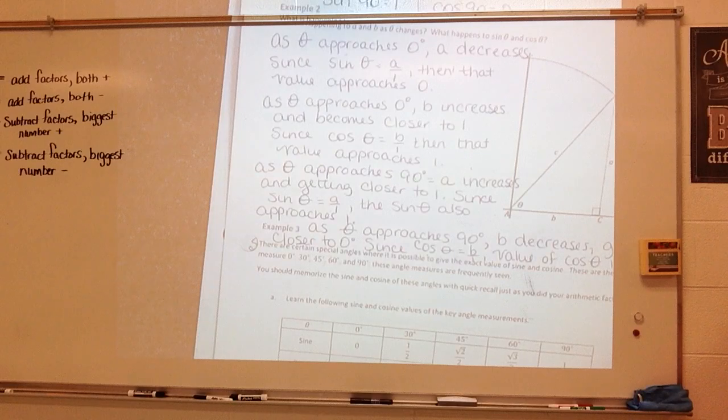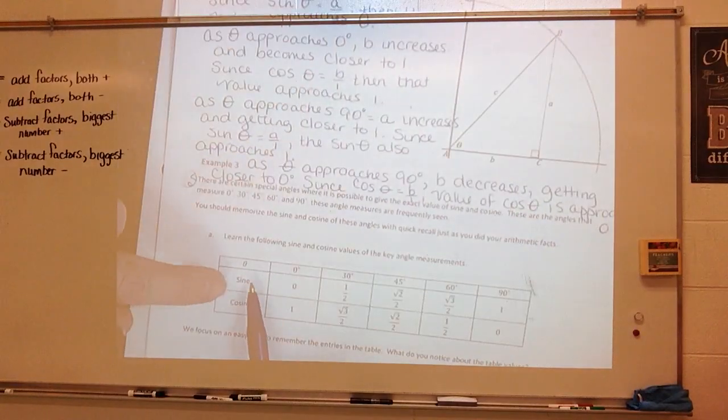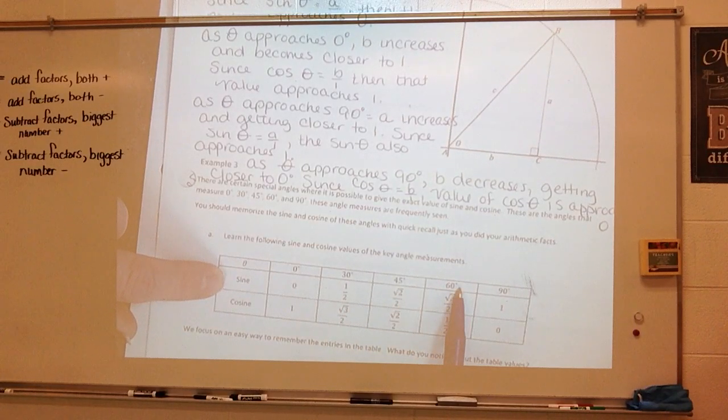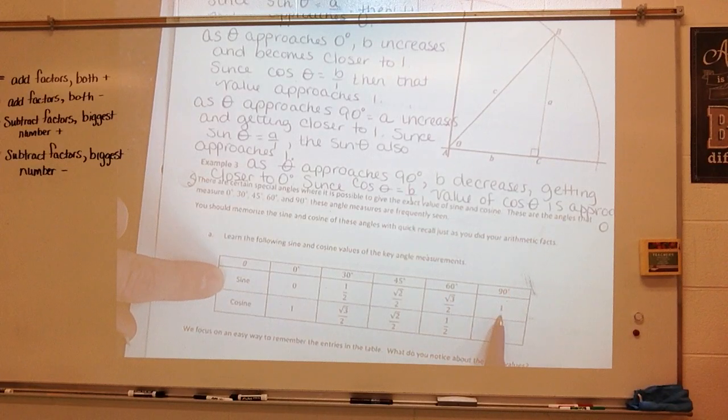There are certain special angles where it is possible to give the exact value of sine and cosine. These are the angles that measure 0, 30, 45, 60, and 90. These angle measures are frequently seen. You should memorize the sine and cosine of these angles with quick recall, just as you did your arithmetic facts. Learn the following sine and cosine values of the key angle measurements. The sine of 0 degrees is 0. The sine of 30 is 1/2. The sine of a 45-degree angle is the square root of 2 over 2. The 60-degree angle is the square root of 3 over 2. And the 90-degree angle is 1.